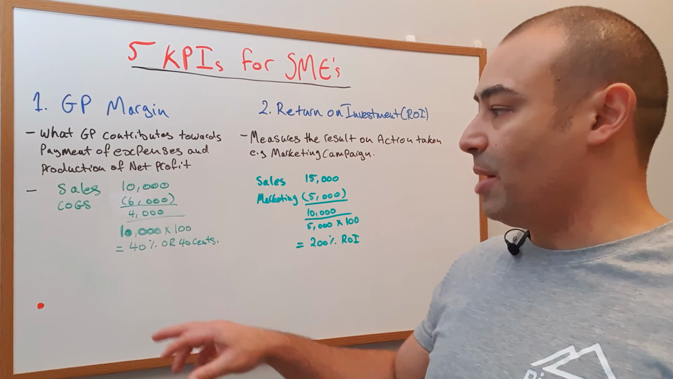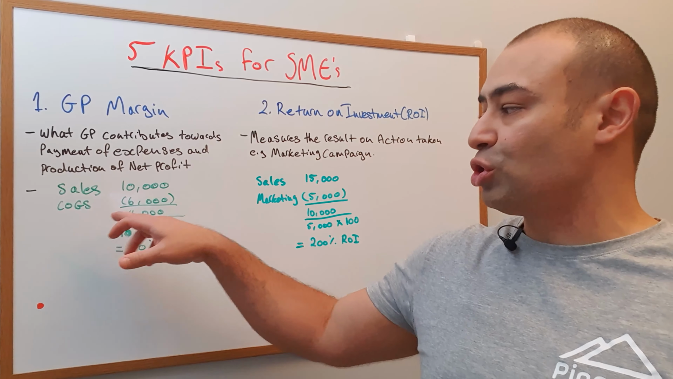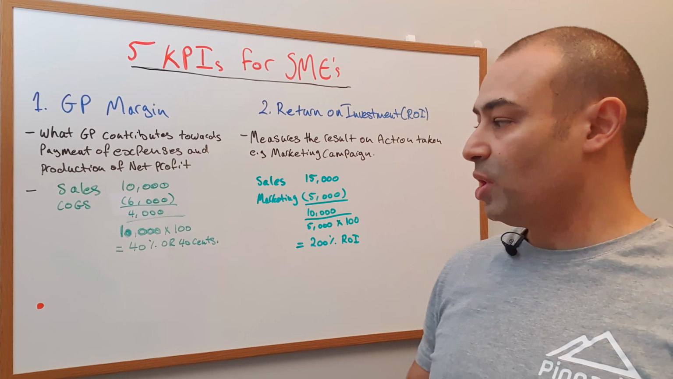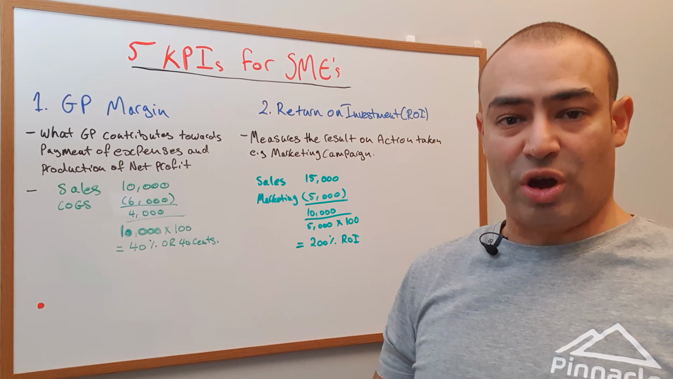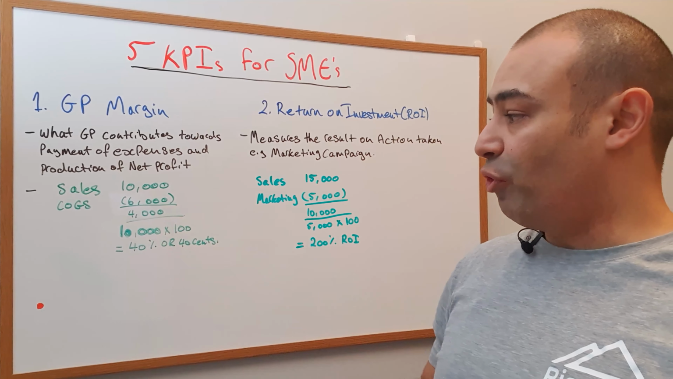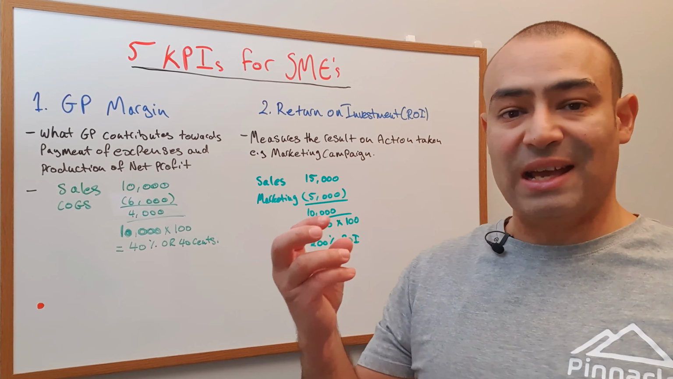So here we have an example where sales are 10,000 and the cost of goods sold is 6,000. When we subtract those from each other, we have 4,000 left over. That 4,000 divided by the $10,000 in sales multiplied by 100 gives us 40% or 40 cents in the dollar.